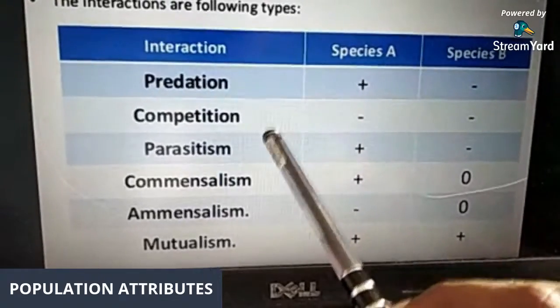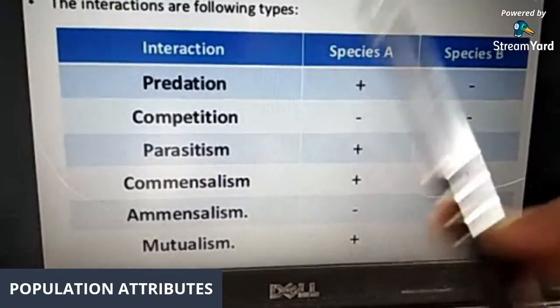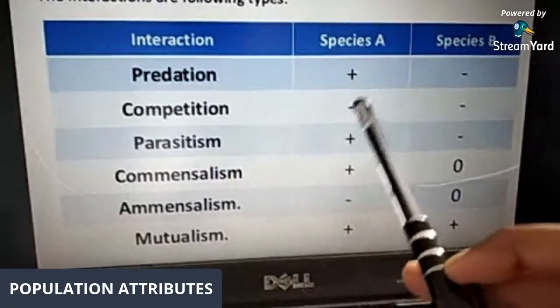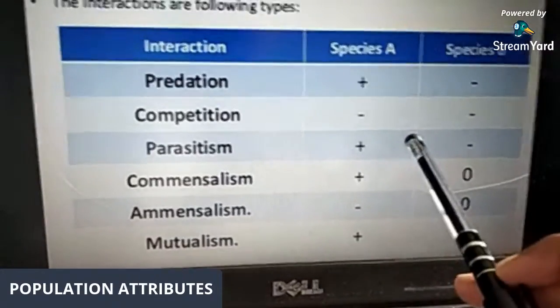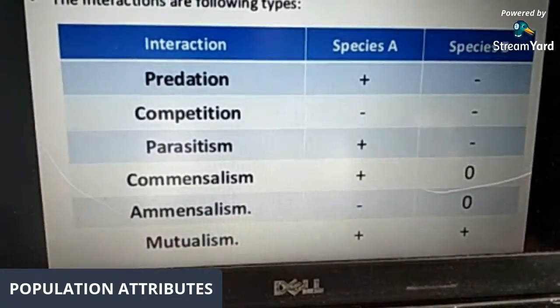Next one is competition. In this competitive interaction, both species will be harmed. No one will be benefited. Clear?